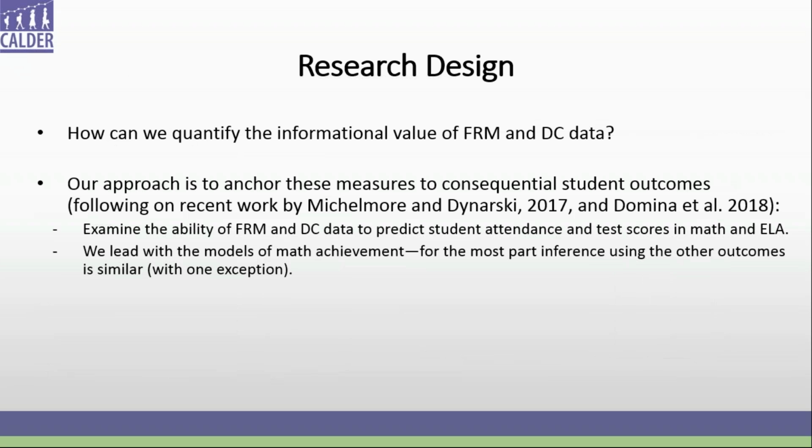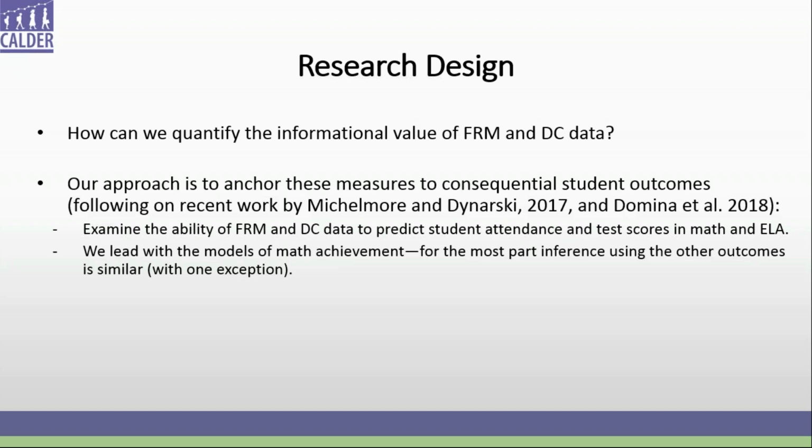Okay. So how are we going to quantify the informational value of free meal and direct certification data? Because that's really what this paper is about. We're going to follow some previous work. There's a number of ways to do this. I like this way. It's been done before, but it's basically taking consequential student outcomes and seeing how well the measure of disadvantage predicts these outcomes. And we're going to say a measure is a better indicator of disadvantage if it's a stronger predictor of gaps in outcomes that we care about.